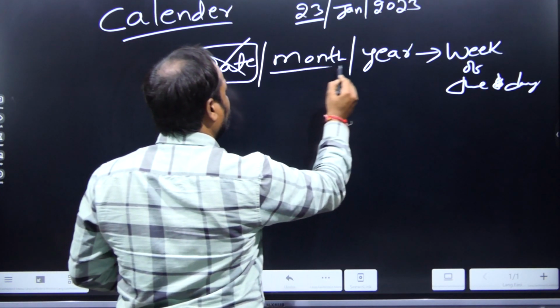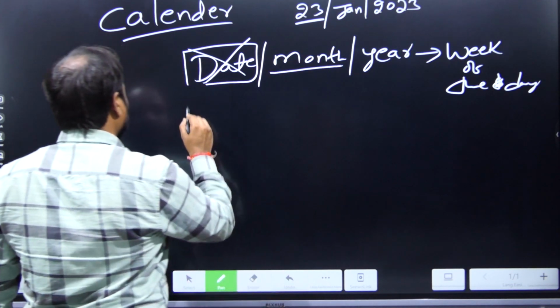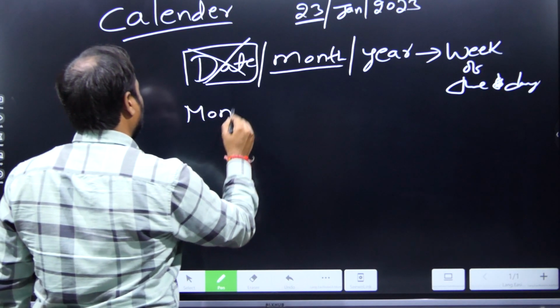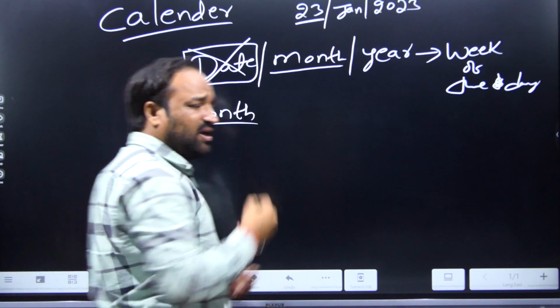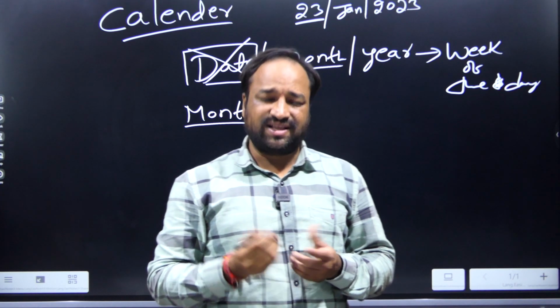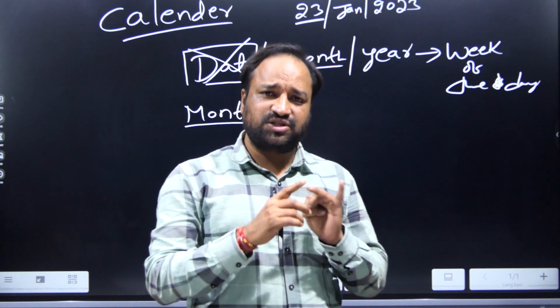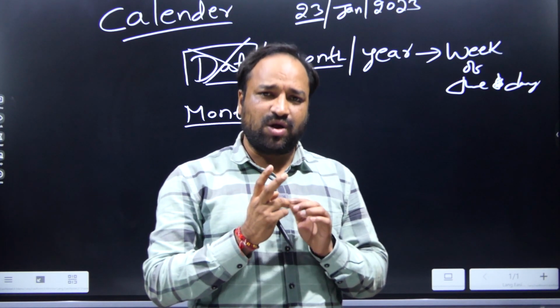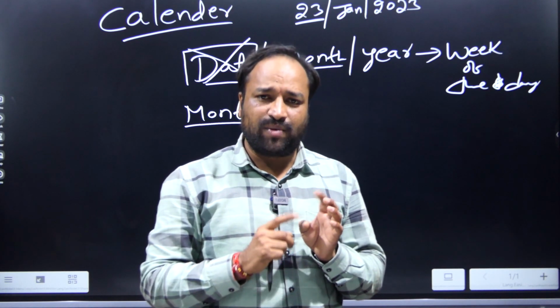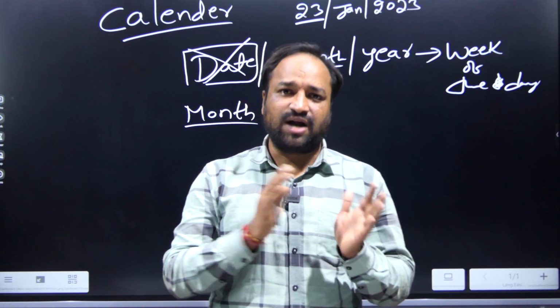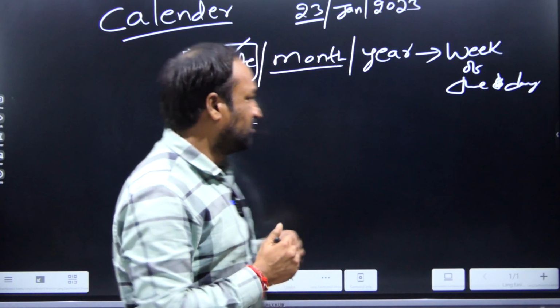Next, we are moving to month. In a year, how many months are there? There are 12 months: January, February, March, April, May, June, July, August, September, October, November, December.